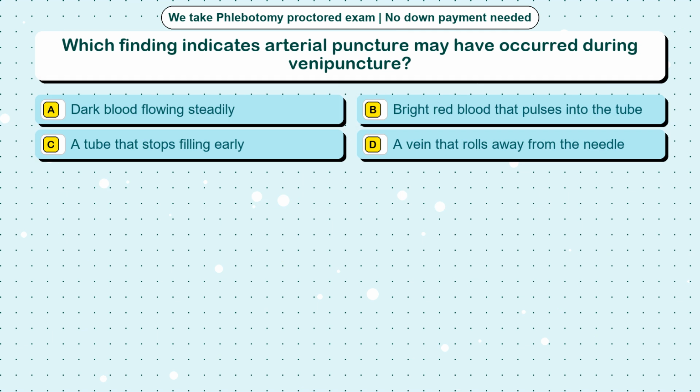Question 39. Which finding indicates arterial puncture may have occurred during venipuncture? Option A. Dark blood flowing steadily. Option B. Bright red blood that pulses into the tube. Option C. A tube that stops filling early. Option D. A vein that rolls away from the needle.